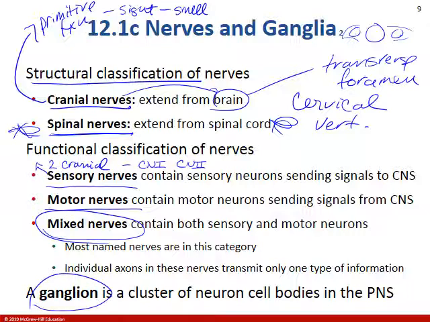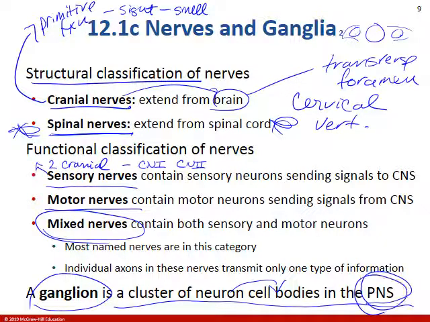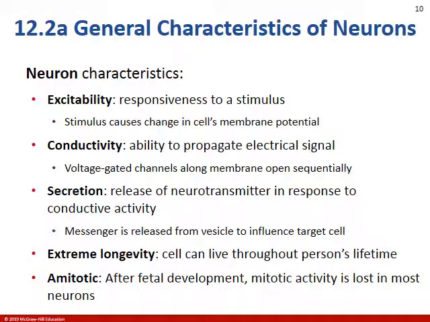Here's the written out definition for a ganglion. A ganglion is a cluster of neuron cell bodies in the peripheral nervous system.